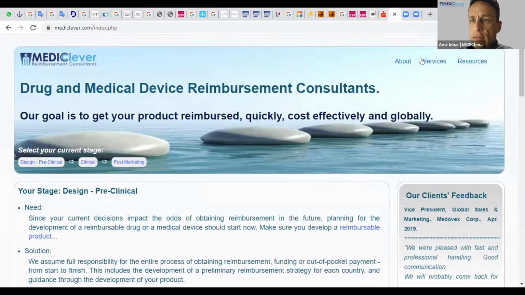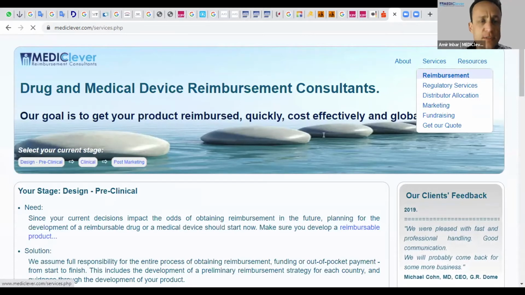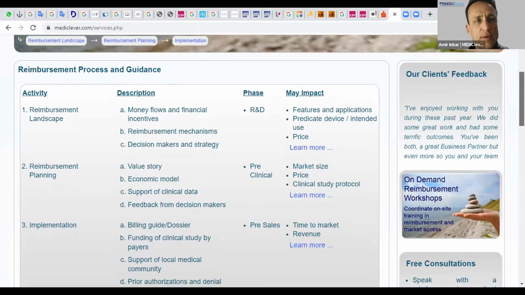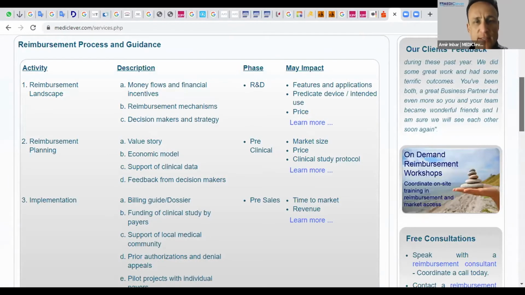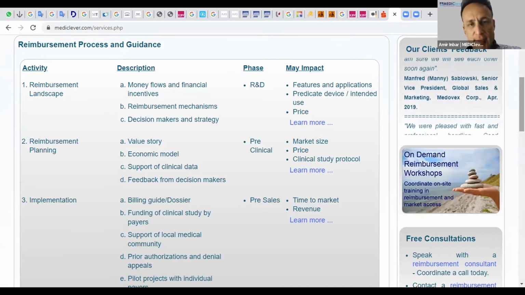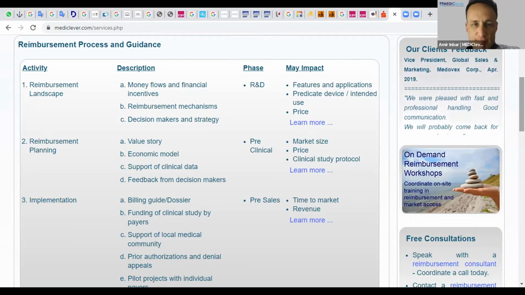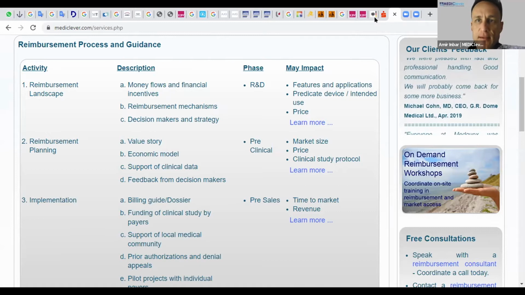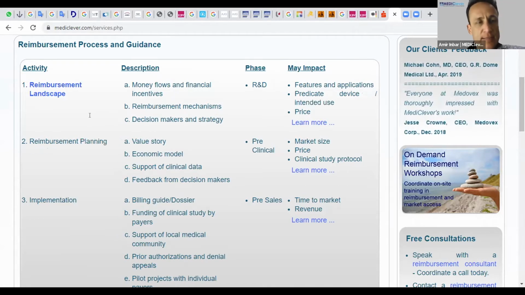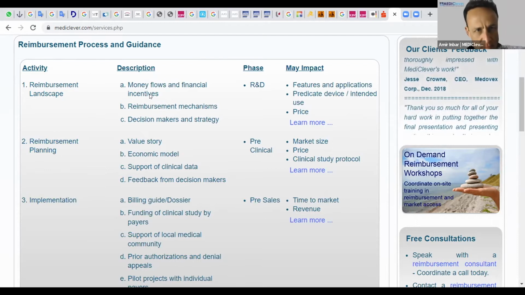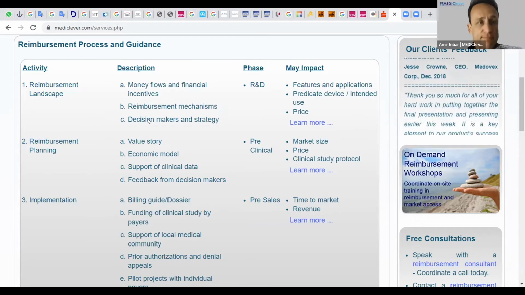I will go to our reimbursement services page, and this page shows the process that we typically follow on a typical reimbursement project. And of course, I'd be happy to take questions as I talk about this. So no need to wait until the end. So these are the 3 steps that we follow: reimbursement landscape, reimbursement planning, and implementation. We call them activities. And I will just spend a few minutes describing each of them.